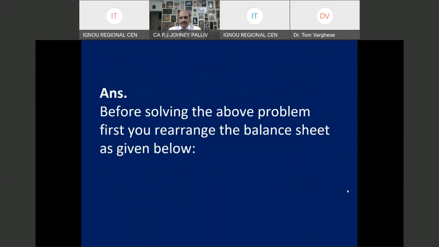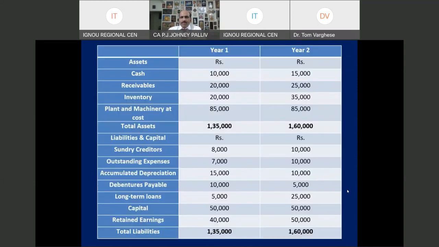Now, how to start? Before solving the above problem, let us rearrange the balance sheet in a systematic way. Here, particulars, year 1, year 2. Assets: cash, 10,000, 15,000. Receivables, 20,000, 25,000. Inventory, 20,000, 35,000. Plant and machinery, 85,000. And total cost, 1 lakh, total assets, 1,35,000, 1,60,000.